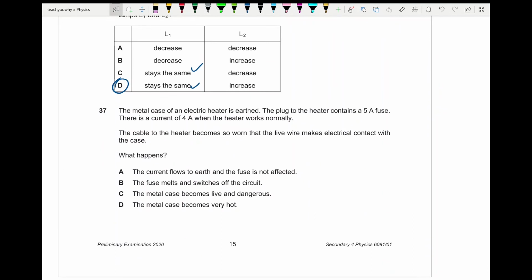The metal case of an electric heater is earthed. The plug of the heater contains a 5 ampere fuse. There is a current of 4 ampere when the heater works normally. The cable to the heater becomes so worn that the live wire makes electrical contact with the case. What happens? If the live wire makes electrical contact with the case, the fuse will melt and switch off. Why? Because, let's say I have a case.